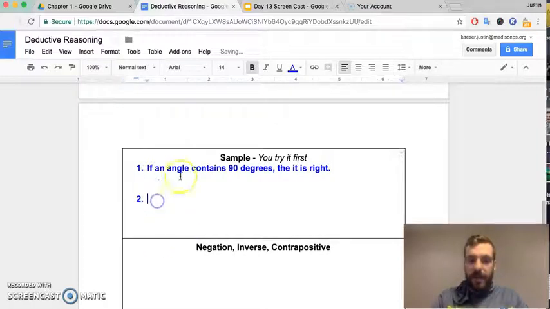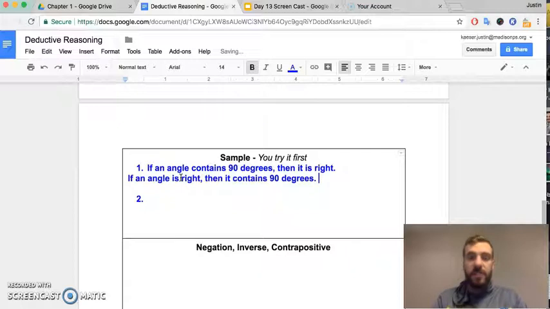All right, so if you did it out, you would have got, if an angle is right, then it contains 90 degrees. And that is true. So that's a definition. It works both ways. We know if an angle is 90 degrees, it's right. We also know if an angle is right, it's 90 degrees. So it works both ways.